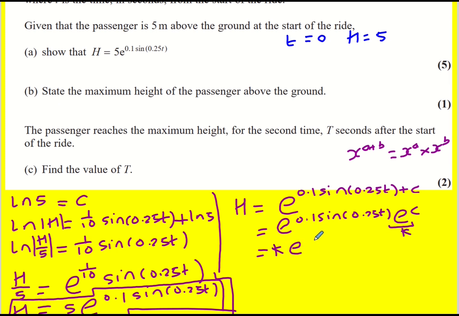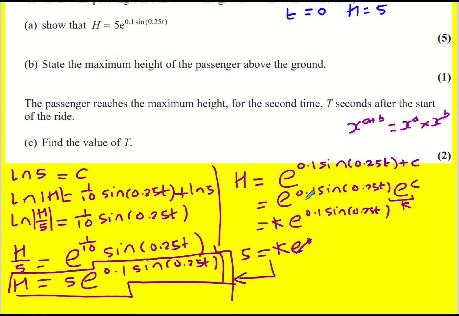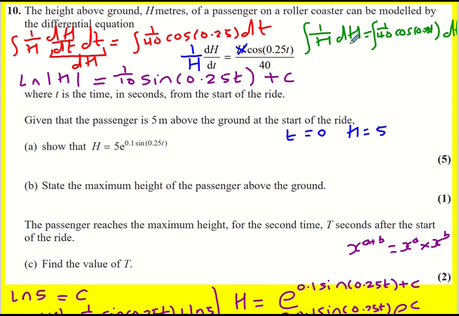So I've got k e to the 0.1 sine 0.25t. Then 5 is going to equal k e to the 0, which is just 1, so k is 5. From that, I'll get exactly the same answer. So a couple of different approaches in terms of the integration here, but they all get us to the same place.